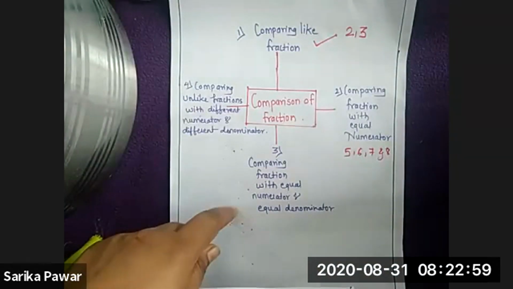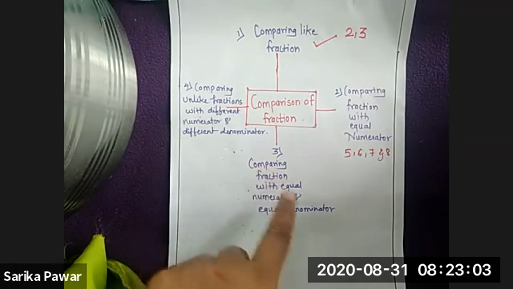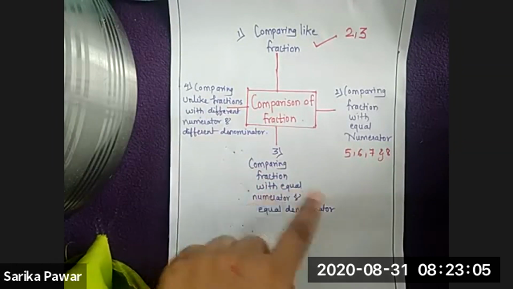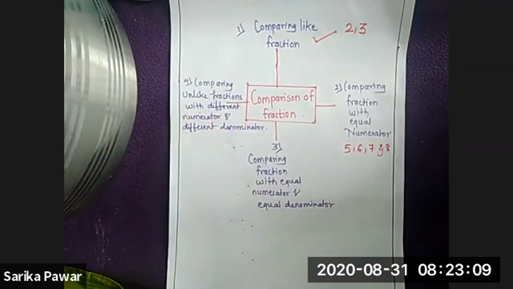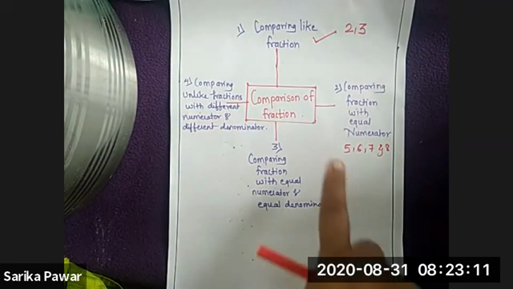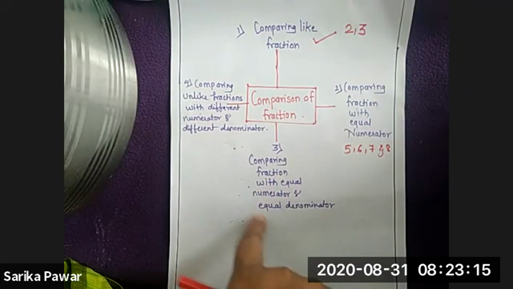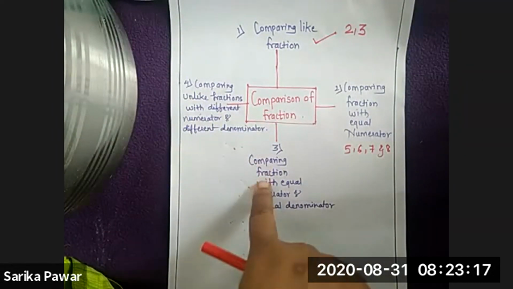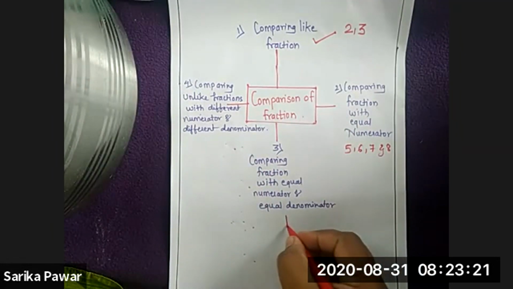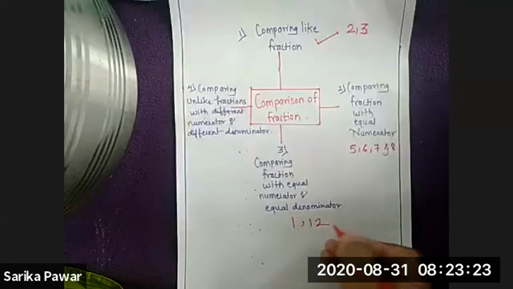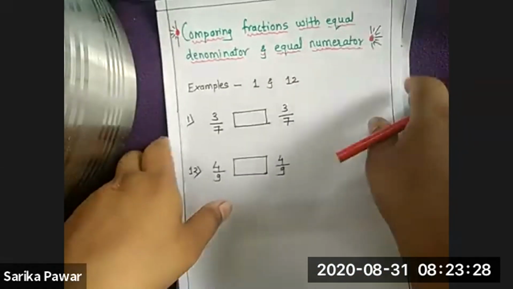Mute yourself. See here, third part: comparing fractions with equal numerator and equal denominator. Now, in this case, what do we have to observe? Equal numerator and equal denominator. Both are equal. Now, in this case, how will you compare? See problem number 1 and problem number 12. Observe from your textbook.